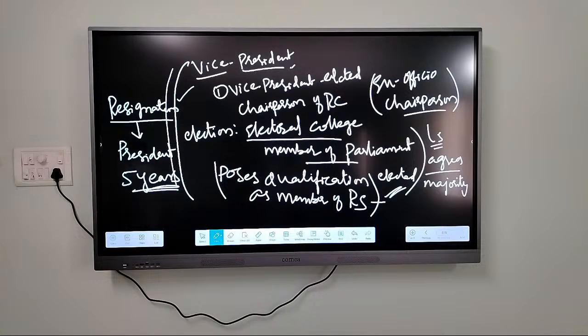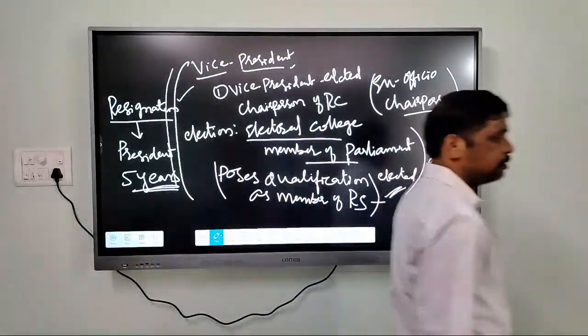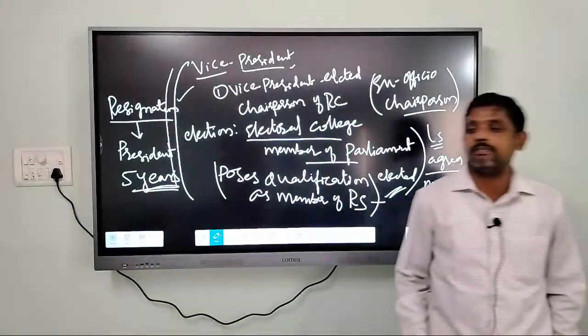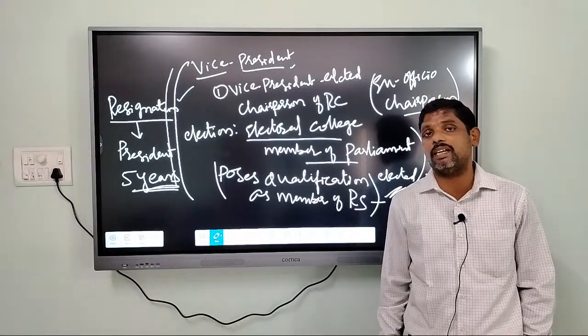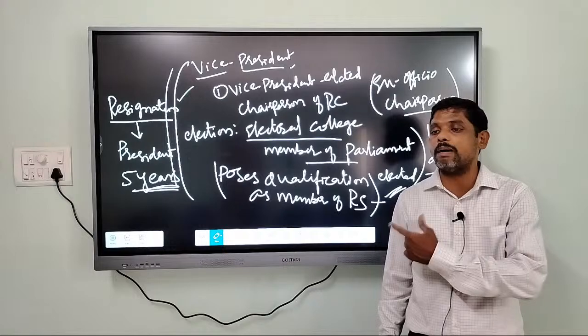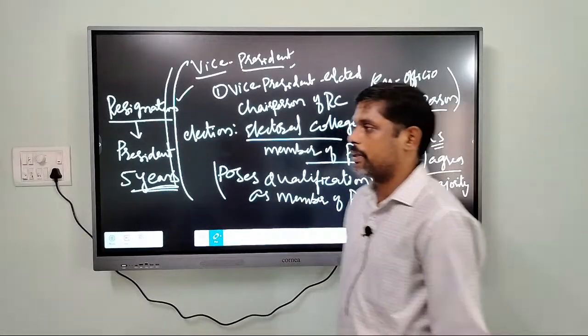Whether the President can remove the Vice President at any point of time? First of all, does the President have the power to remove the Vice President? The President has no powers to remove the Vice President. How is the Vice President removed? Only by passing a resolution in Parliament. Without passing a resolution in Parliament, the President cannot remove them.